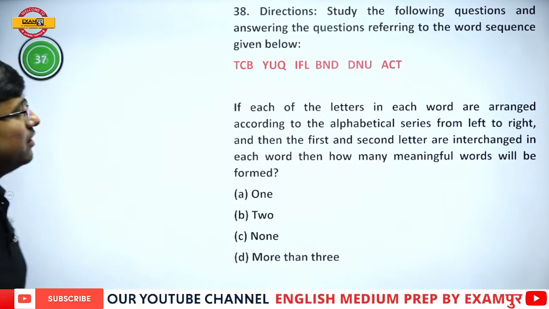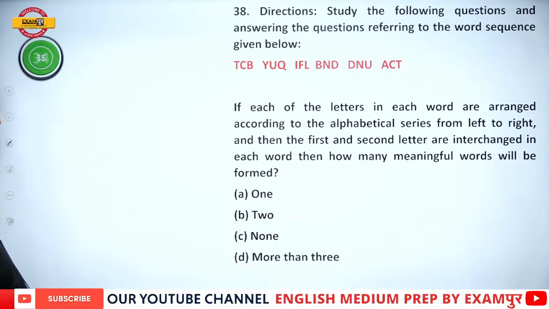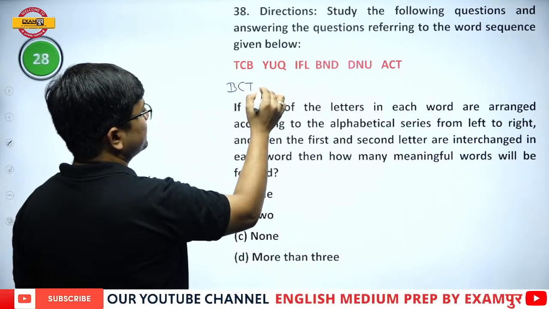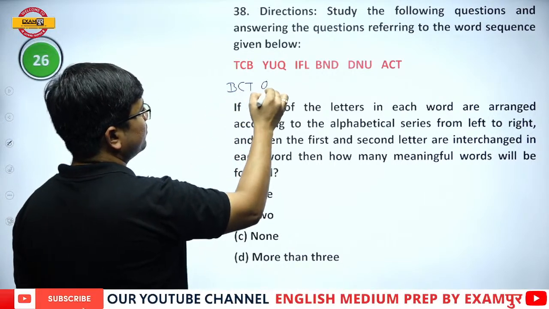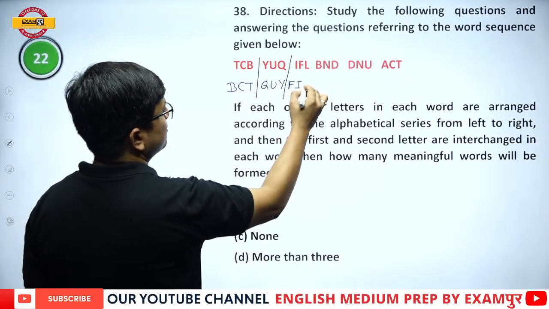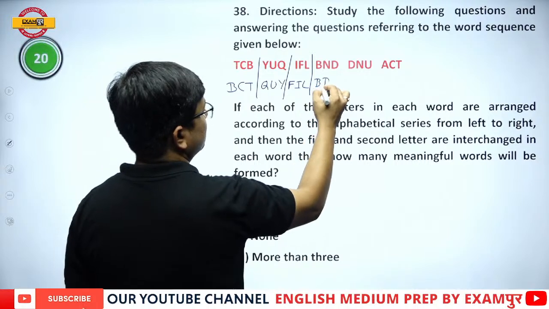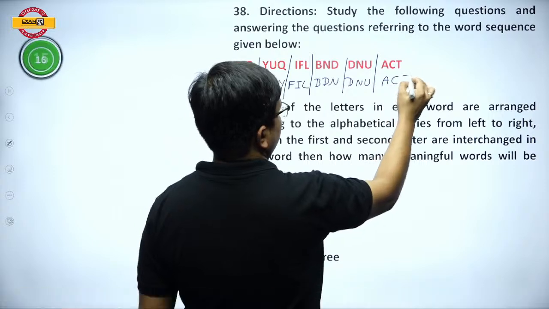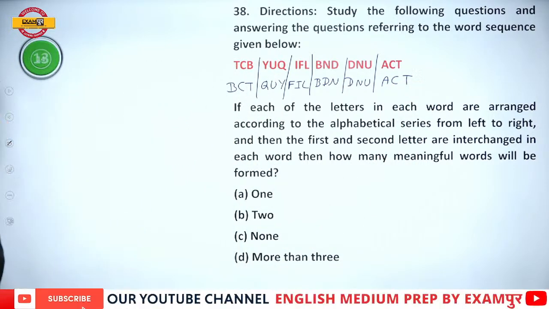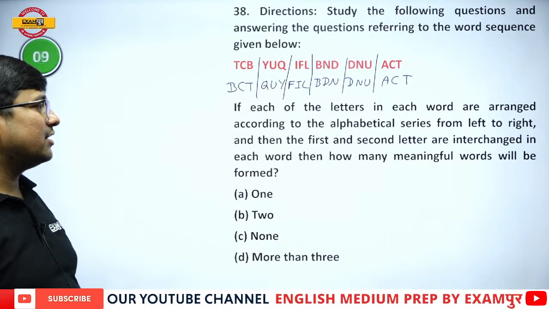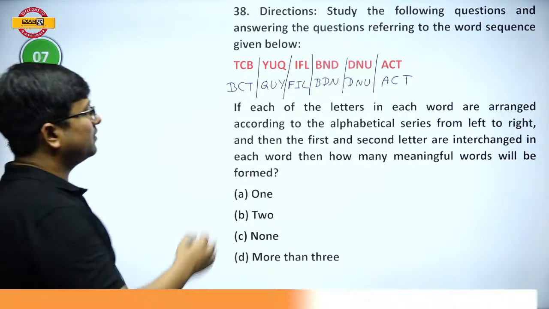If each of the letters in each word is arranged according to alphabetical series from left to right, and the first and second letters are interchanged in each word. First and second are interchanged.